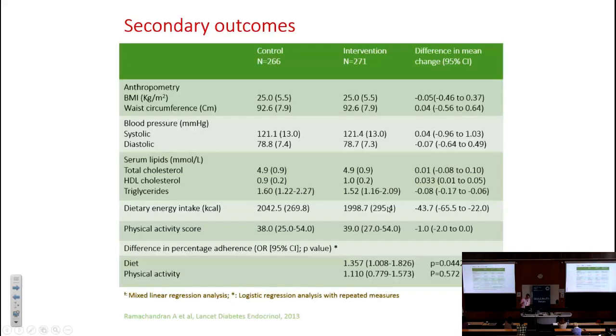Interestingly, none of the secondary outcomes achieved statistical significance. So people didn't particularly lose weight, blood pressure didn't particularly change, lipids didn't particularly change, and people weren't particularly more physically active. What did change was diet, and the thing that people mostly adhered to when we looked at adherence scores was the dietary changes. So that suggests that people found it easiest to respond to the dietary intervention rather than anything else, and physical activity really didn't change at all. So despite us telling people to get off the sofa, stop watching TV and go for a walk, people didn't really bother, but they did eat less and they did eat differently.